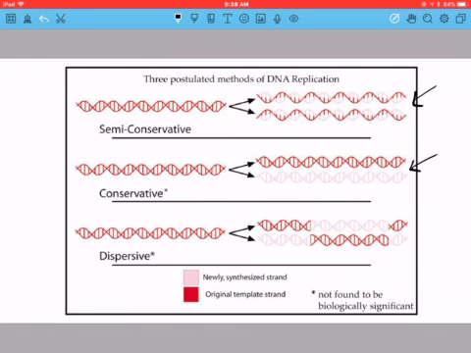Dispersive replication, the third possibility, required that chunks of this double-stranded parental DNA would be interspersed, kind of like a mosaic, mixed in with the double-stranded newly synthesized DNA, so that one DNA molecule would be a mixture or a mosaic of the two. And that's what you're seeing here. But it turned out that the only one found to be biologically significant through Meselson and Stahl's work was semi-conservative. So we're going to look at how they went about that.